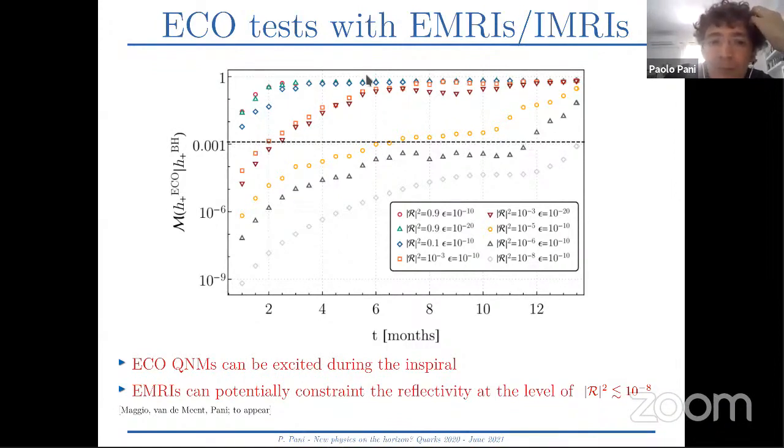But you see that for many cases, also when the reflectivity is super tiny, at the level of 10⁻⁸, after 1 year of data, you break this limit. This, of course, is not showing that you can measure such small values, but there is hope, after doing a proper parameter estimation, that LISA will be able to reach this value, which is really impressive compared to the current constraint that puts an upper bound on reflectivity of order essentially unity.